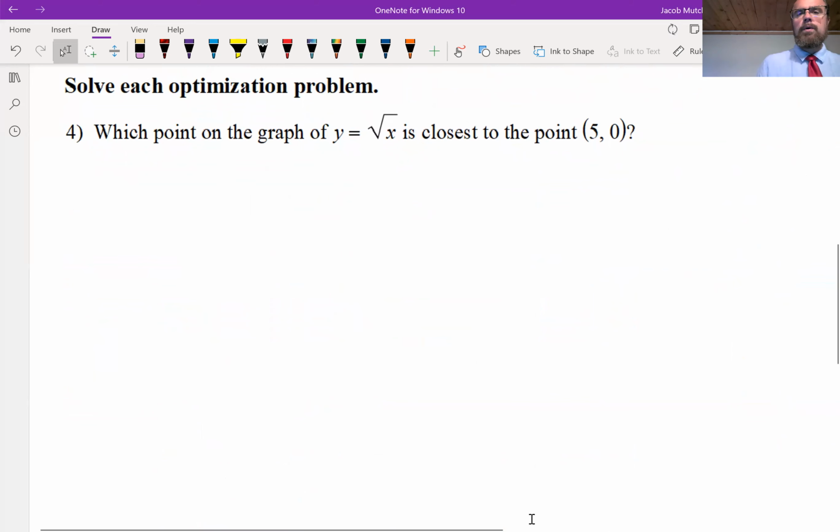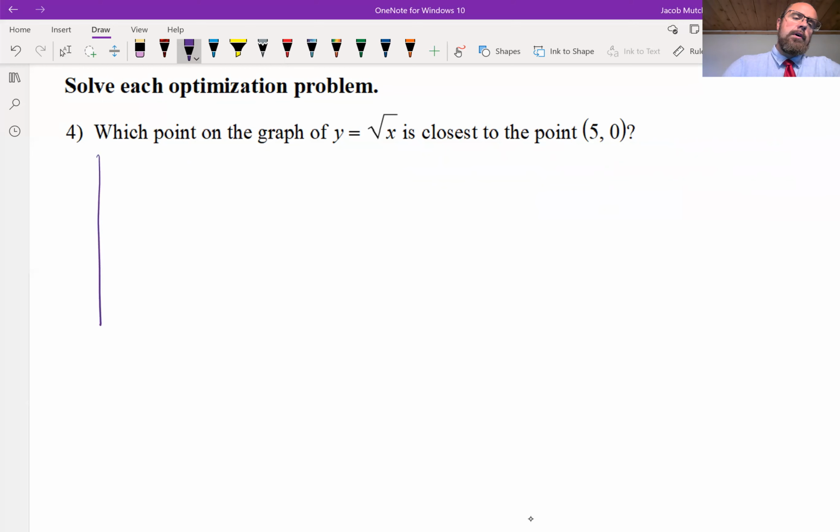So the previous one was a real life example of a rancher enclosing some property in order to make 2 corrals. Here we're looking at the function y equals square root of x, and we're asking what point on that graph is closest to the point 5, 0. We'll start again by just drawing the situation.